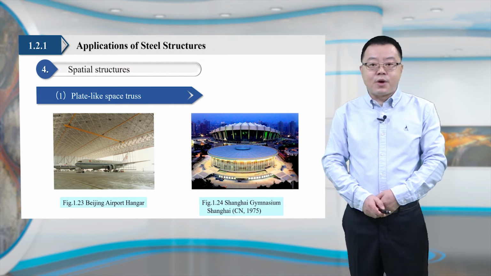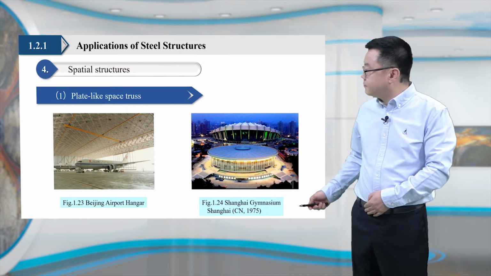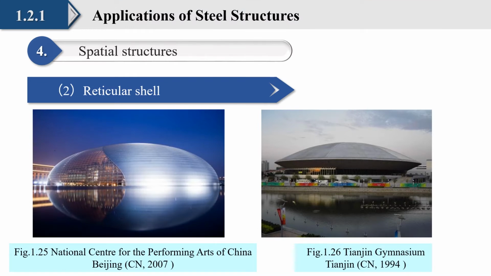Plate-like space trusses with a simple structure were applied earlier in China. The rectangular grid structure has been used in many famous buildings, for example, the National Center for the Performing Arts of China. It is an important place for cultural exchange in China.